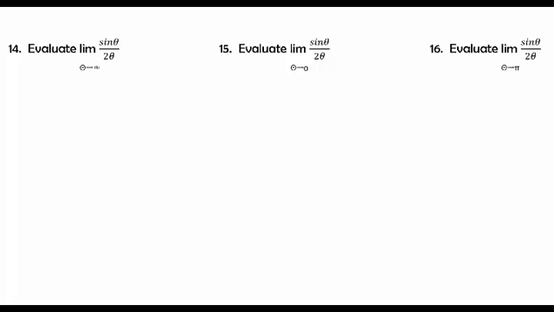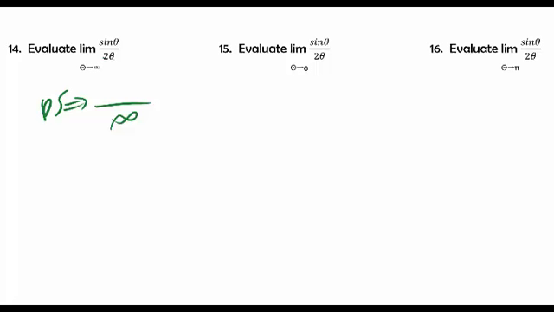Limit problems. Probably a good idea to do direct substitution as a first step. So on 14, if I try to direct sub infinity, think of that as like 10 million. If you plug 10 million in here, I'm going to start with the bottom. 2 times 10 million is going to give you a big number. 2 times infinity is going to give you infinity.